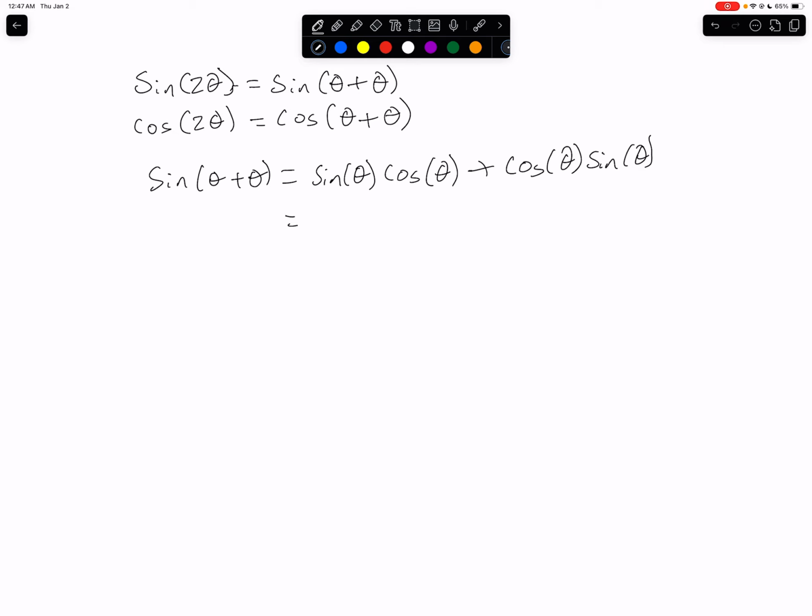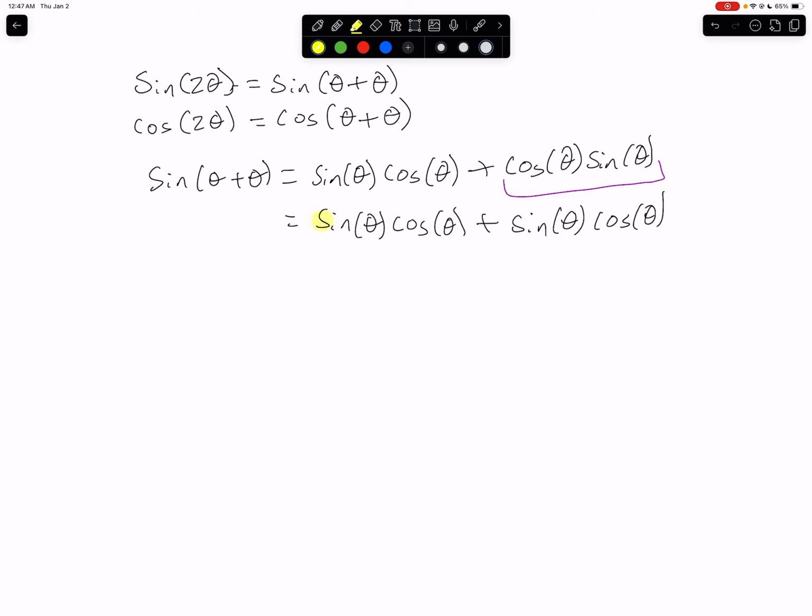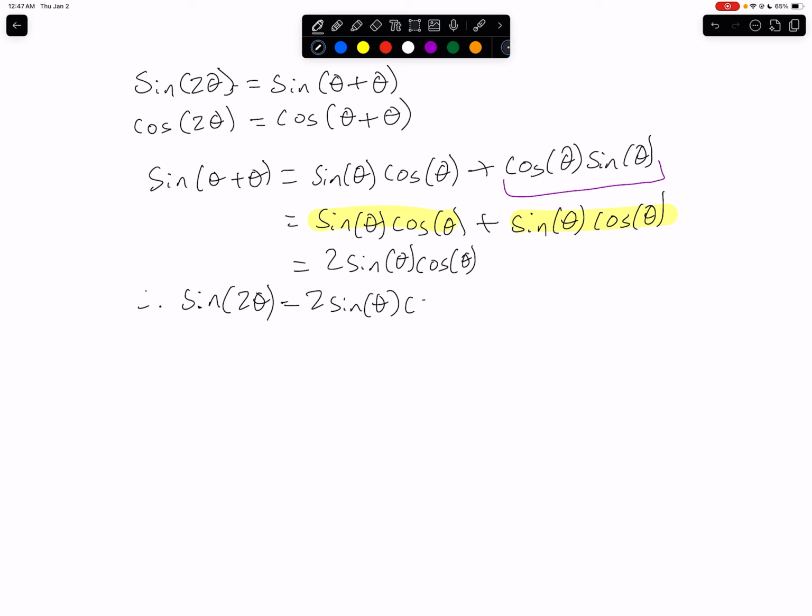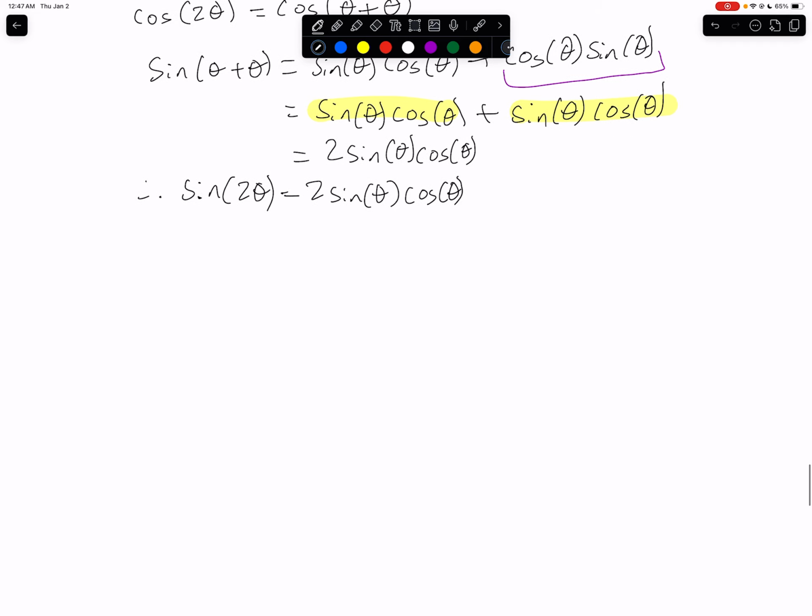And then here I'm just going to use the commutative property and change this term. Let me write this: sine of theta cosine of theta, and then plus sine of theta cosine of theta. And hopefully you realize that these are the exact same thing. So it's just 2 sine theta cosine theta. So we can say, therefore, sine of 2 theta equals 2 sine theta cosine theta. Great.